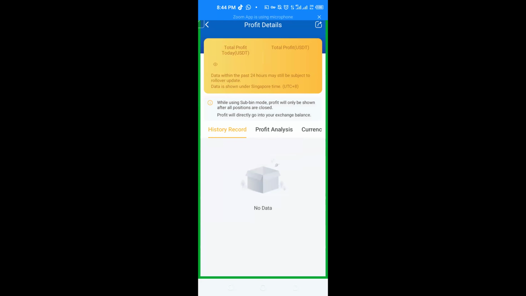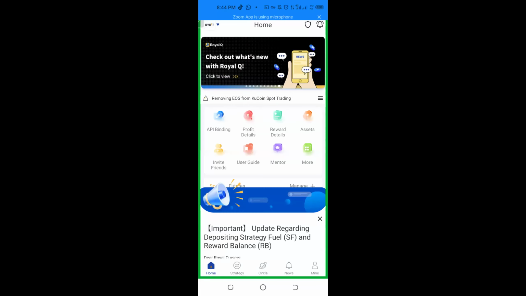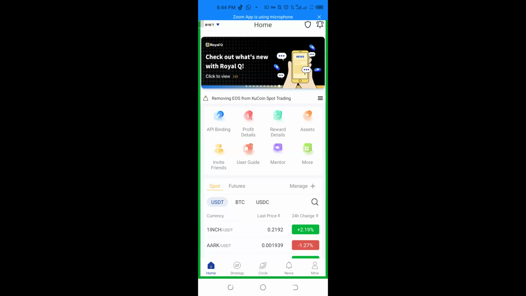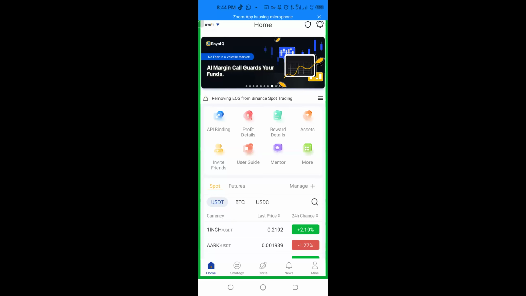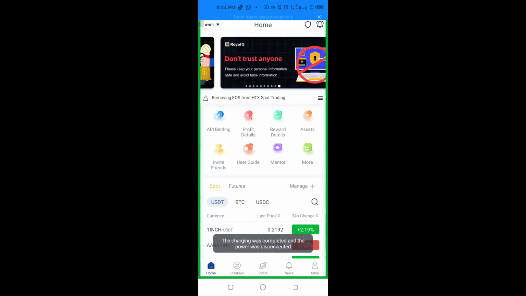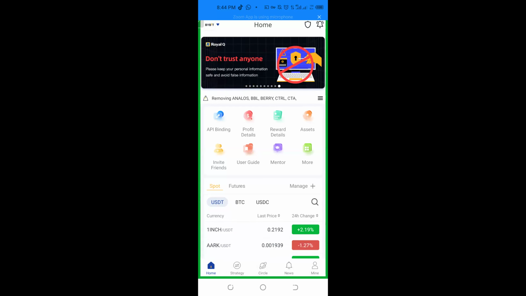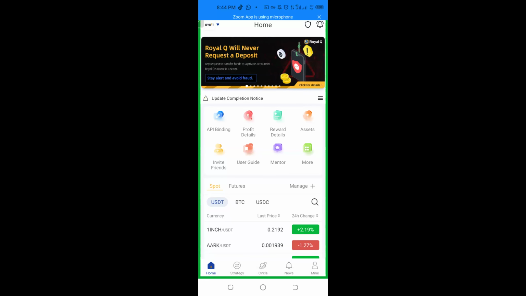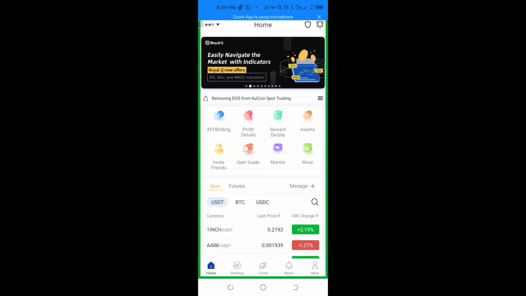When you make profit, you discover that the moment it is already 5 p.m. in Nigeria, it is already 12 midnight in Singapore. So the moment it's 5 p.m. in Nigeria, you will be making the money of the second day from 5 p.m. in Nigeria. That is the only thing that concerns us on Royal Q. It does not have anything whatsoever to do with your trading time zone.